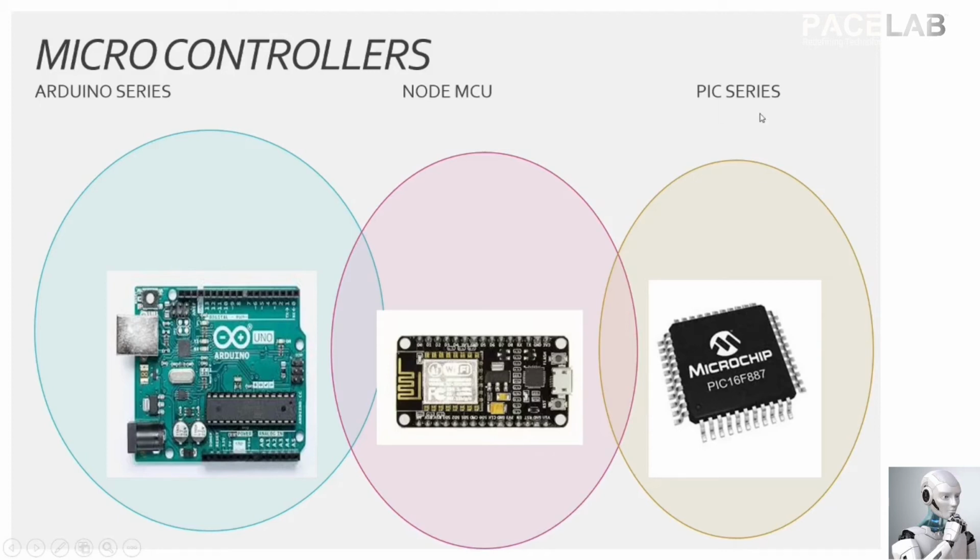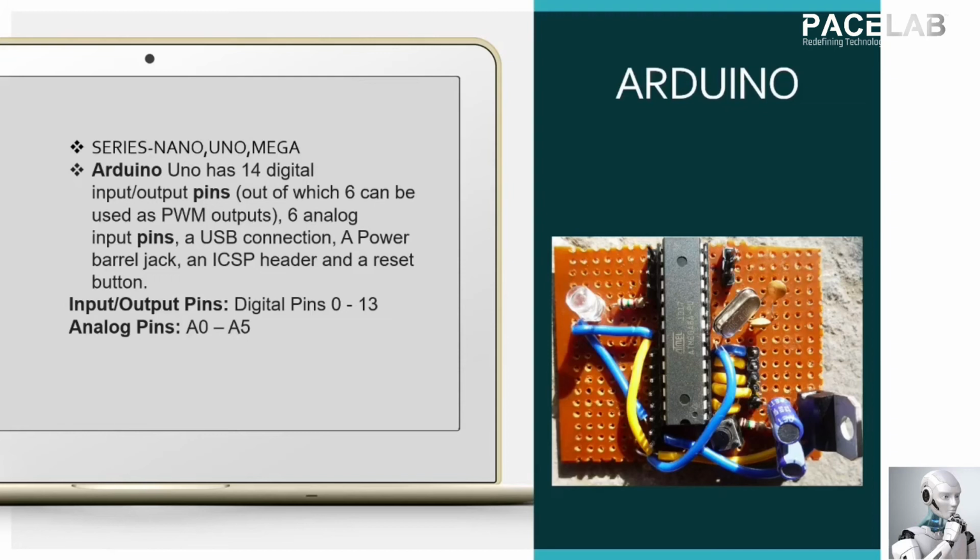Our third microcontroller is the PIC microcontroller, which is available in different series. Depending on the purpose, you can choose the PIC microcontroller. Next, what are the different series of Arduino microcontrollers? They are available in the Nano series, Uno series, and Mega series.